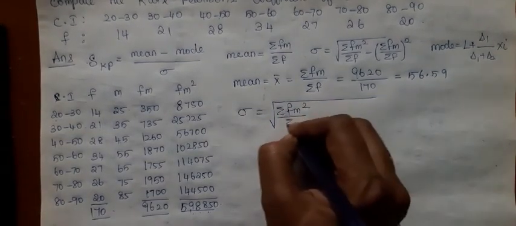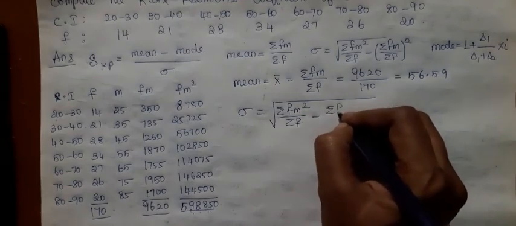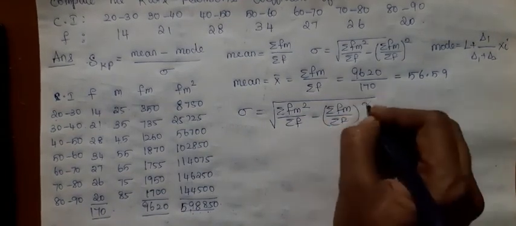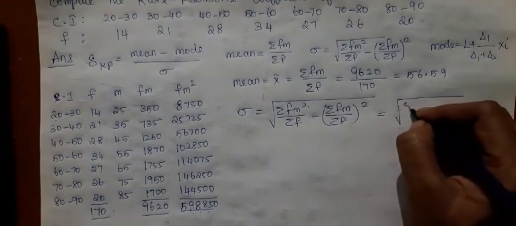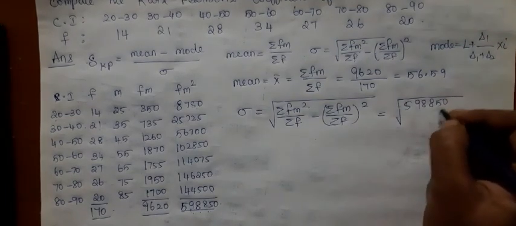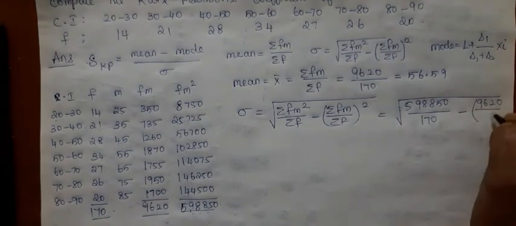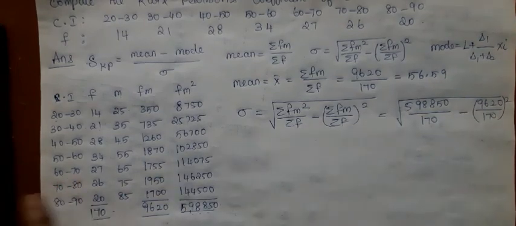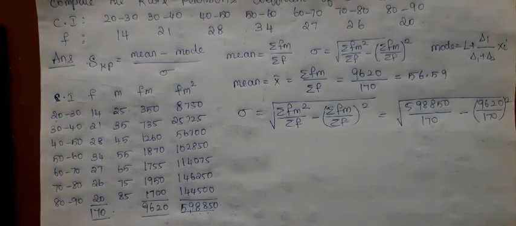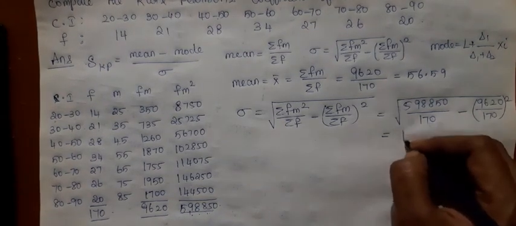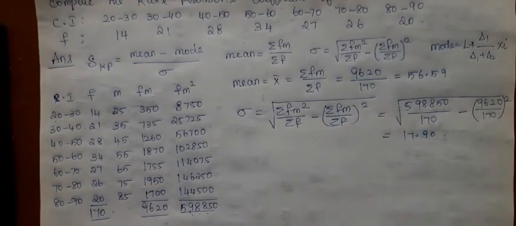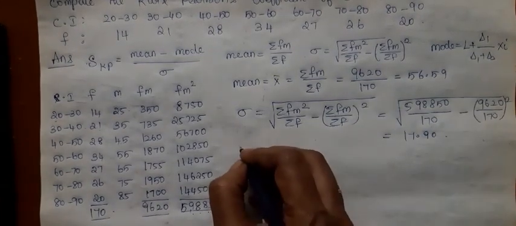Let us compute standard deviation. Square root of summation fm square by summation f minus summation fm by summation f the whole square: 5,98,850 divided by 170 minus 9620 divided by 170 the whole square. The answer is 17.90.